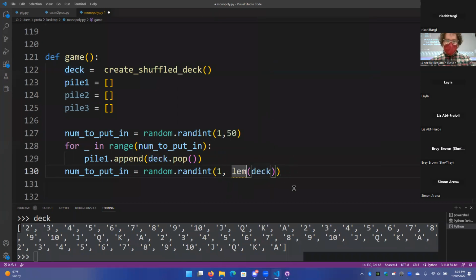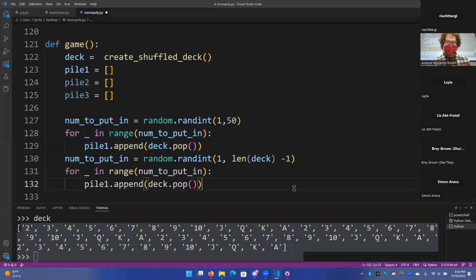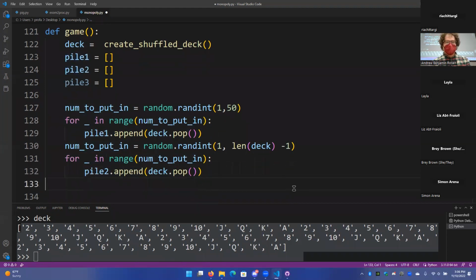The length of the deck. That gives us an index out of bounds. So this gives us how many are in there. So we want to do -1 there because we want to have at least 1 left over, because each pile needs to have at least 1 card. So I'm subtracting 1 to make sure there is 1 left over. And so now I just do the same thing for pile 2. This is the most direct, but it also required you to know about pop, and it's kind of annoying.